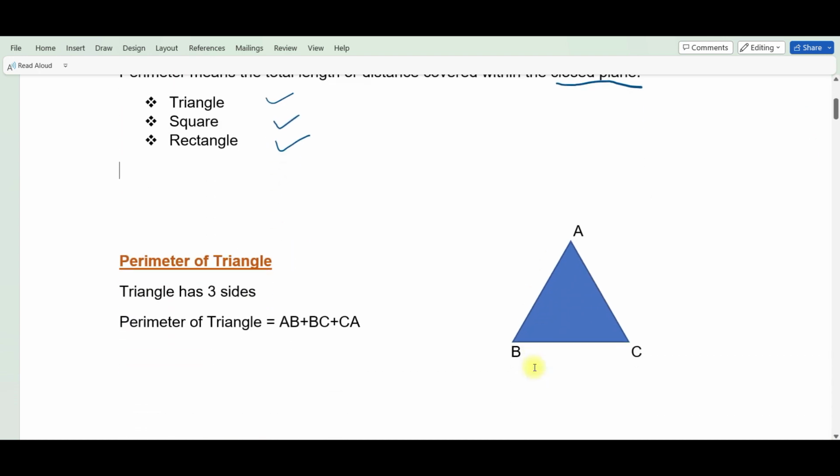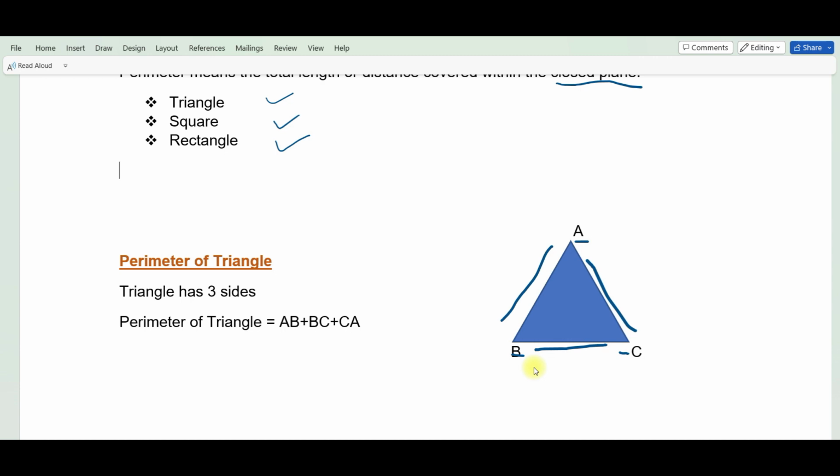Let us understand what the perimeter of a triangle is first. All of us know the triangle has 3 sides. So I have this triangle, and I have named it A, B and C. Now if you have to check the perimeter, the perimeter is basically the distance or the length within the closed plane. As we know, it is 3-sided. So the perimeter of a triangle would be AB length, plus BC length, plus CA length. That is, the perimeter of a triangle is equal to AB plus BC plus CA.